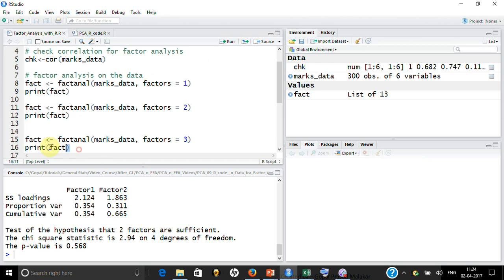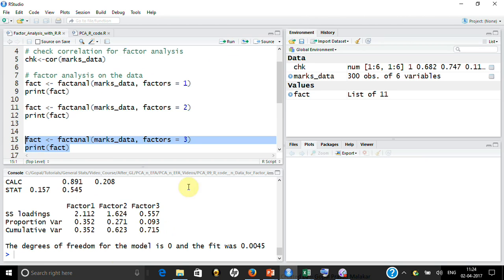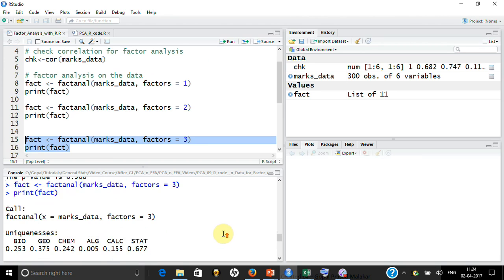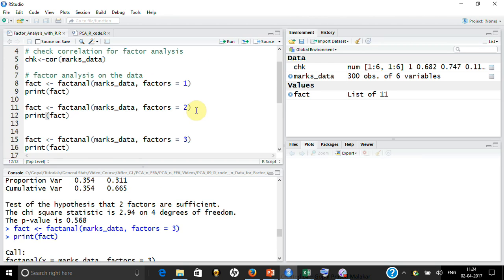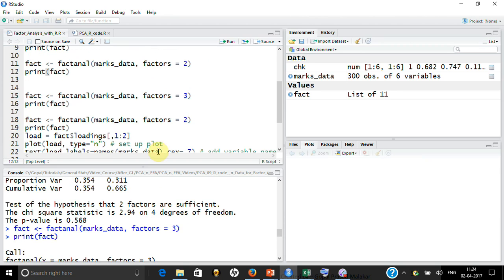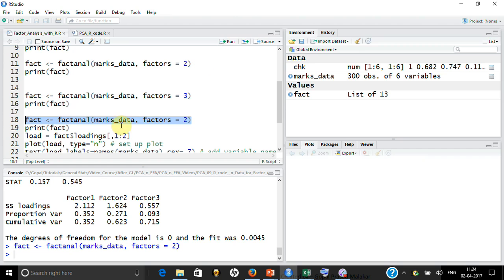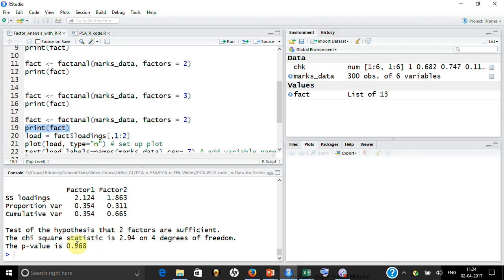If you try with 3 factors, just see what happens. You see all of a sudden the degrees of freedom is 0, so it is giving some strange output. We'll remain focused on factors equal to 2. So now let's once again run for factors equal to 2 and take a look at the different statistics. Here we found that the p-value is insignificant, so we are quite okay with this model. And we also realize there is no point adding another factor here.